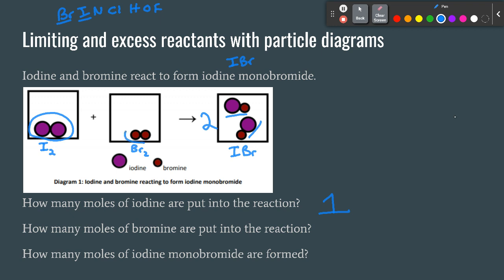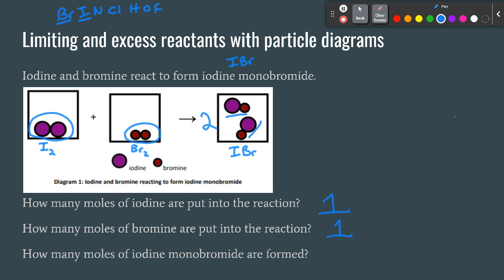So we find our bromine, it's a diatomic gas, so those two circles are together. How many moles of those are put in the reaction? Go ahead and answer that question, see what you get. Yeah, our coefficient when we're balancing this reaction is going to be a 1 as well, because we only have one pair of those circles. Our final question, how many moles of iodine monobromide are formed?